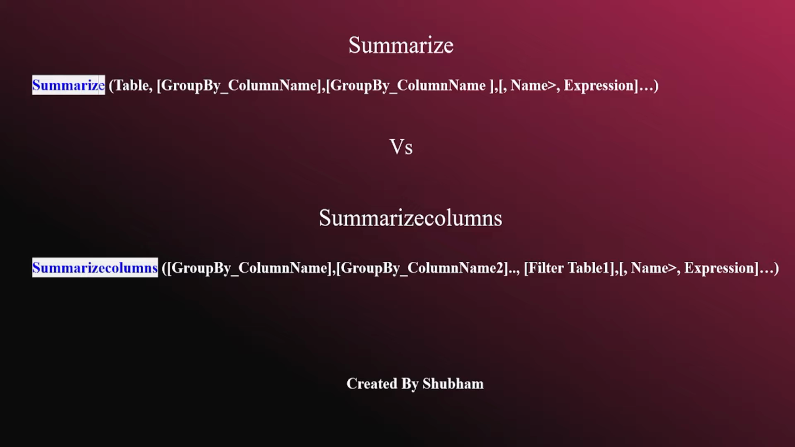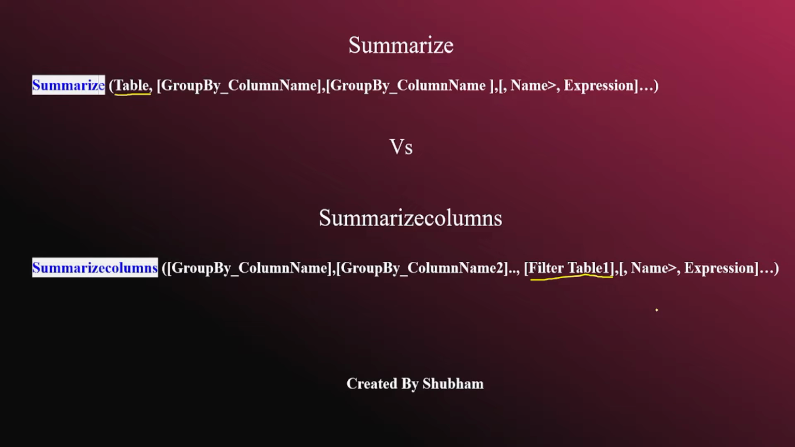So in the last tutorial we studied summarize versus group by. I hope you are clear with the difference between summarize and group by, and in today's tutorial we will talk about one more major difference, between summarize and summarize columns. Let's understand the syntax. Under the summarize function we have this table parameter, but under summarize columns we are not able to see any table parameter. It starts simply with group by column name 1, and we have group by column name 2, and along with that we have filter table 1, and the rest of the parameters are the same.